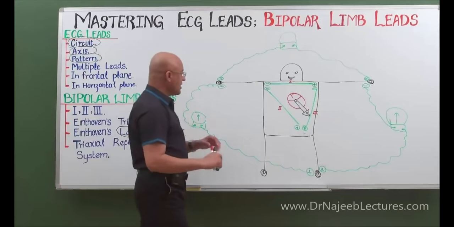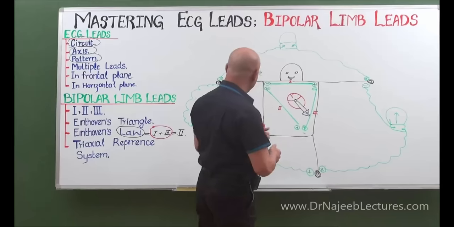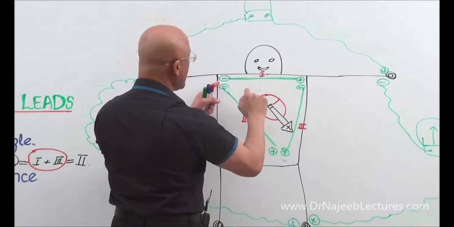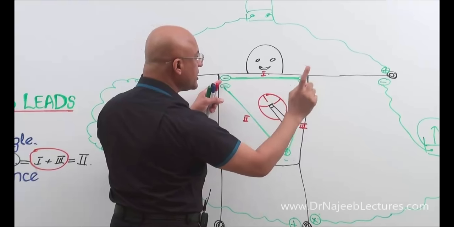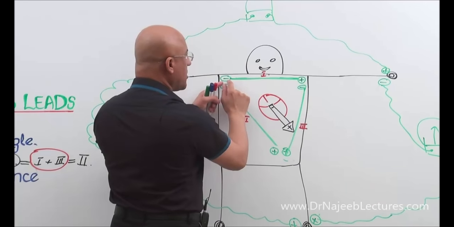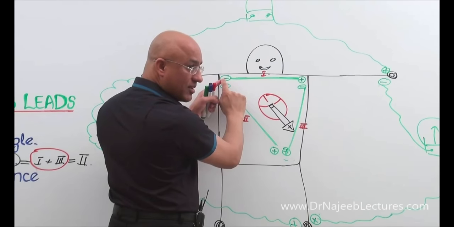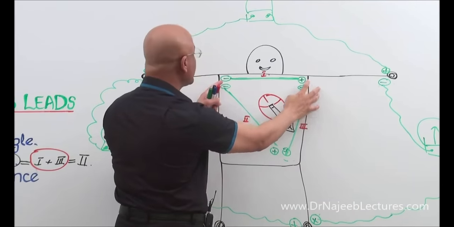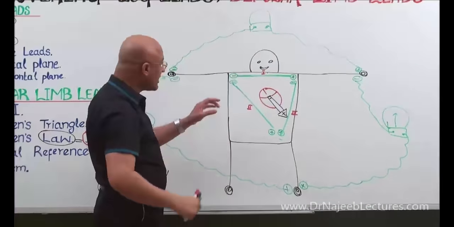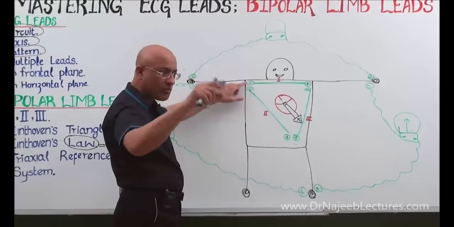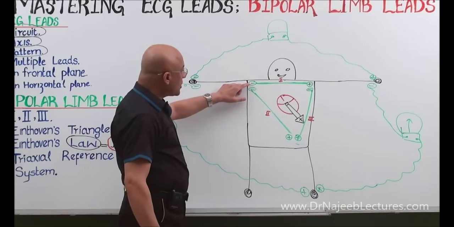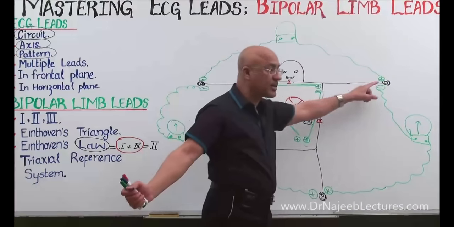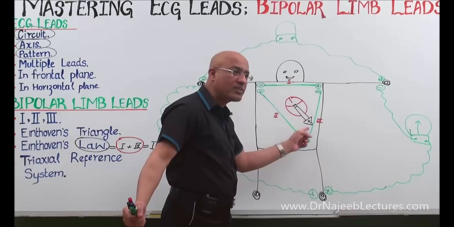How does it become so? Let's go to some practical talk. As I told you, first I will talk about lead number 1. What is lead number 1 doing? Lead number 1 is recording the potential difference between the negative electrode and the positive electrode. Or we can say lead number 1 is graphically recording, making the QRS complex, the potential difference between the right arm wrist and left arm wrist when the mean QRS vector is working.